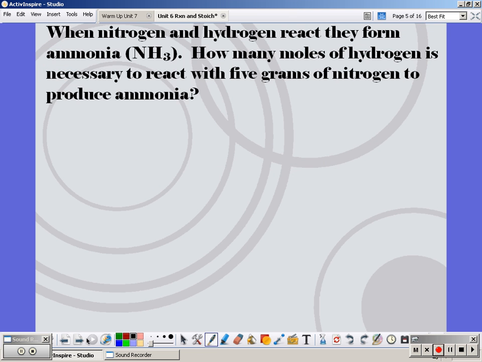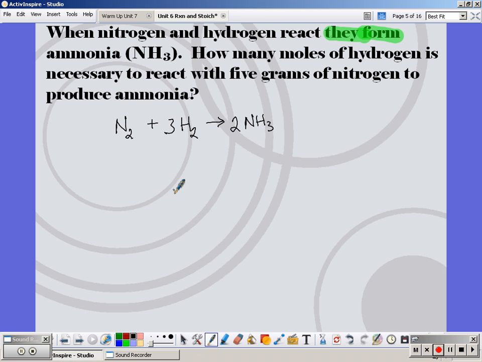When nitrogen and hydrogen react, they form ammonia. So "they form" would indicate the arrow. So everything that comes before that is my reactant. After that is my product. Nitrogen, and is a plus, hydrogen. Both of those are elements. Both of them are part of our diatomics, the Hofbrinkel. They form is my arrow. Ammonia, which is NH3, is my product. So to balance it, I need 2 nitrogens, which means I need 6 hydrogens.